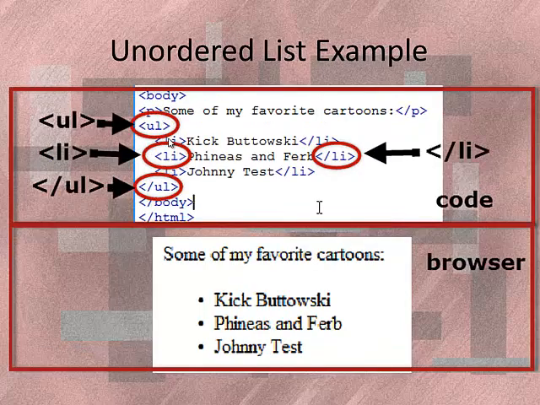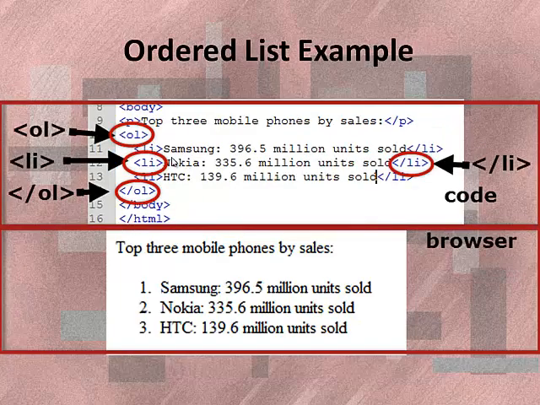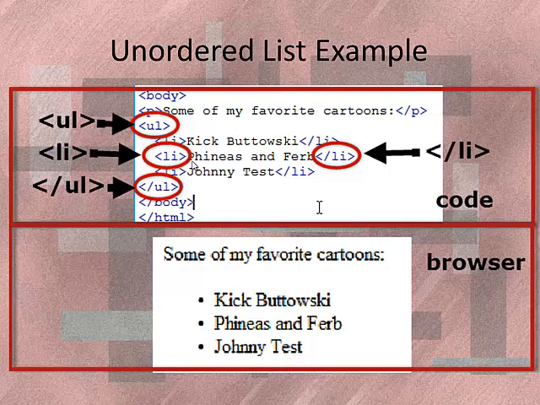Okay, unordered list. Here's my example down here. Just a bullet point, not in any particular order. Some of my favorite cartoons. So here we have the unordered list opening tag, the unordered list closing tag, and each item. You know what? That is the same exact tag as you have in the ordered list. Look at that, LI and /LI. It works in both kinds. That's pretty cool. I like that.